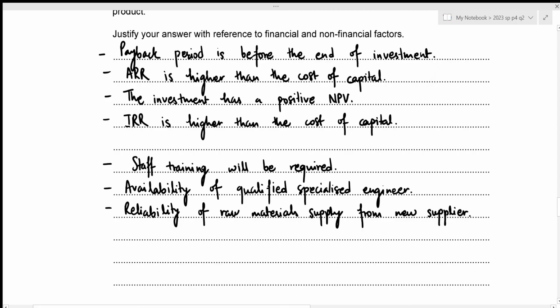Alright, now based on these financial and non-financial factors, we now need to make a decision. So I would suggest the directors of Z Limited to purchase the machine in order to manufacture the new product. Let's write down our decision clearly. Z Limited should purchase the machine to manufacture the new product.